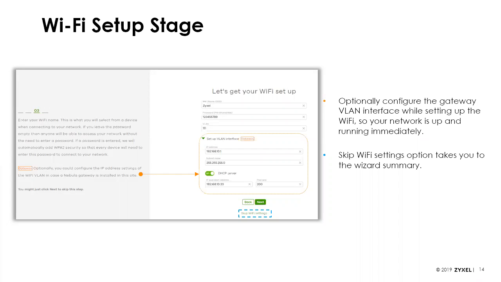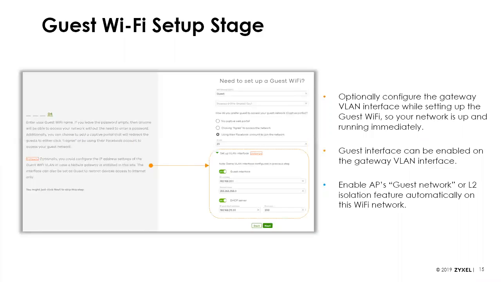You no longer have to go in, set up your Wi-Fi, and jump over into the gateway interface and change things there. You do it all on one screen. And we've added a new guest Wi-Fi wizard here for you. Again, when you're doing this, it makes it easier for you to set up the VLAN on the gateway that's going to be associated with that guest SSID for your wireless guests.